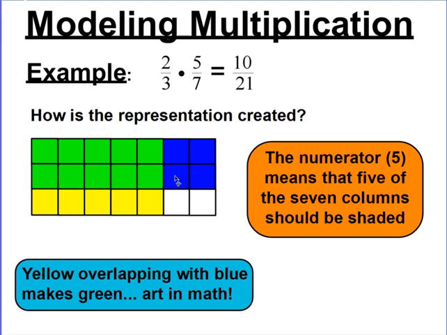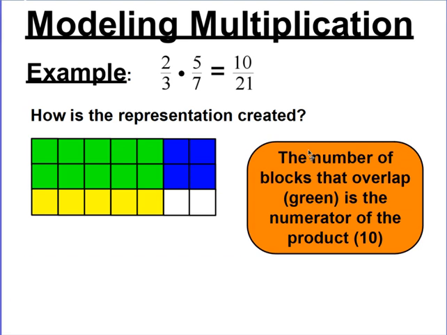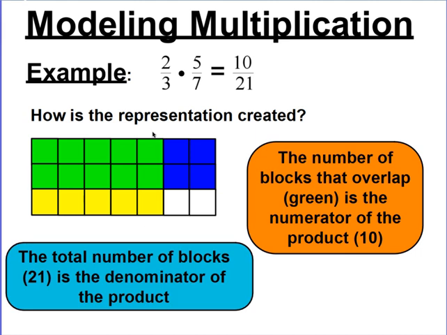Let's interpret what this means. The green, where they overlap, is going to tell us the numerator in the answer. So there's 10 overlapping blocks, which means there's blue and yellow in them. The denominator comes from how many blocks are in the entire picture. We created a picture with 21 blocks, so that means that 21 is the denominator. And 10 of those 21 overlap. So that's how you interpret this representation.